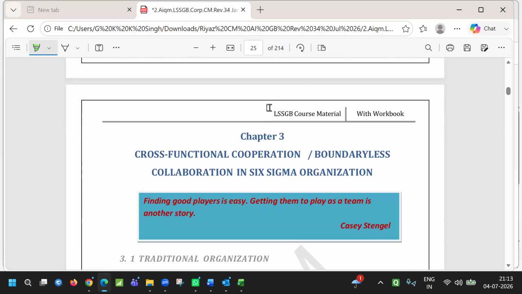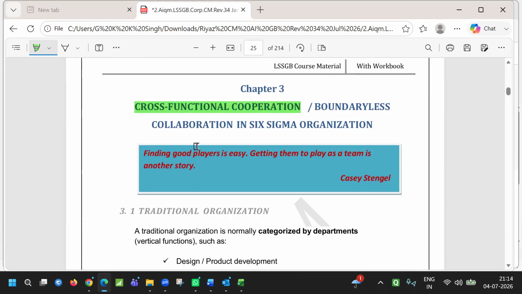A very important requirement for Six Sigma companies is cross-functional cooperation. When I talked of the project team, I have talked about the cross-functional cooperation. That is the cooperation between the different departments. They have to collaborate and deliver value to customer.